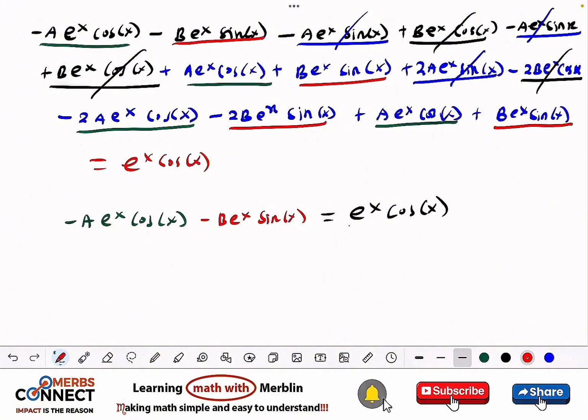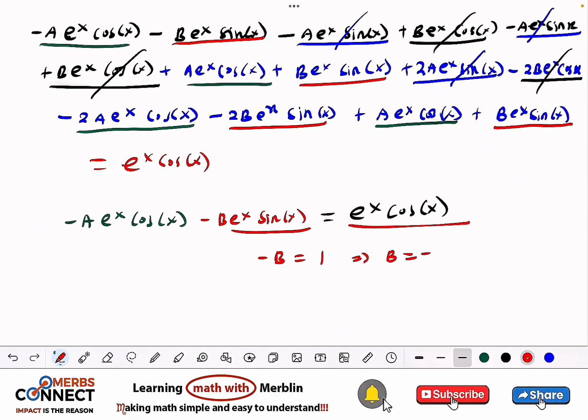So now e cos, right? So the coefficient of this is 1 and coefficient of this is minus b. So you are going to have minus b is equal to 1. This implies that b is equal to minus 1.